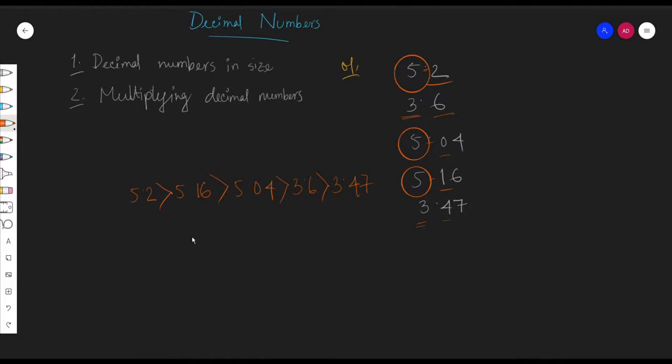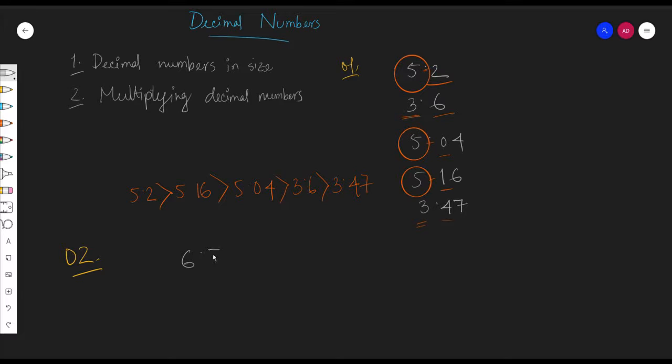So now we should come to the second thing, multiplying the decimal numbers. How can we multiply decimal numbers? It is pretty much the same as multiplying the original values. When we multiply a decimal number by a whole number, the answer has the same number of digits after the decimal point as the decimal number being multiplied. Got it? So now let's check it out.